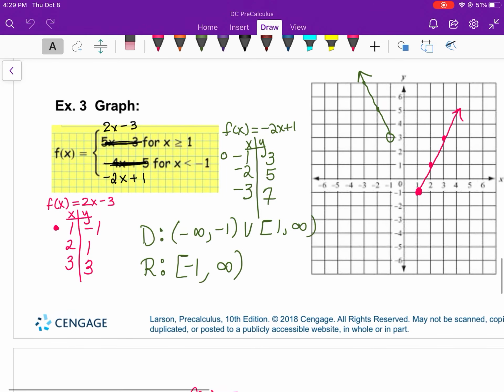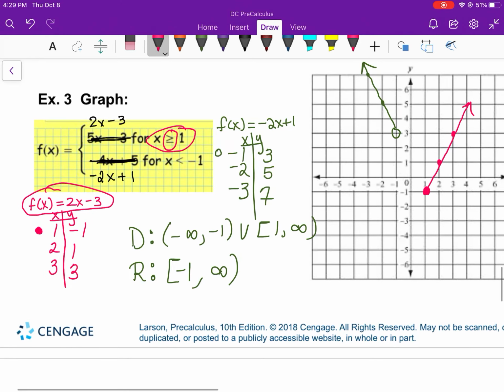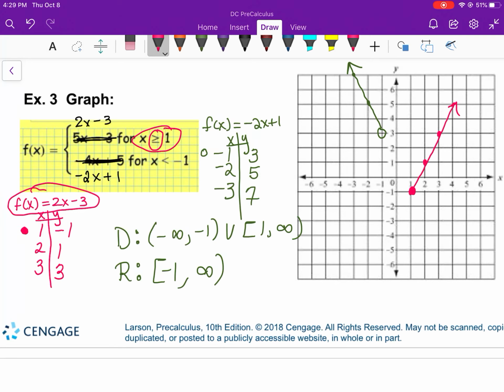And what I did was I took each function and I set up an XY table for each one. So this first one is f of x equals 2x minus 3. And it says right here that x has to be greater than or equal to 1. So we chose x values that were greater than or equal to 1, plugged them in, got the y's. And for 1, since it's equal to right here, this has to be a closed dot. And so that's our endpoint. So that endpoint is right here.